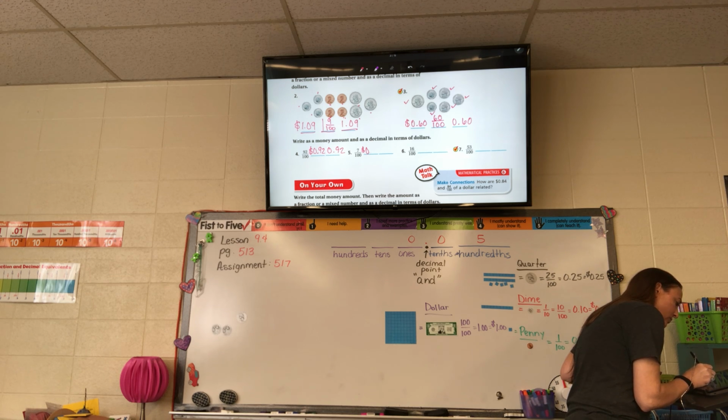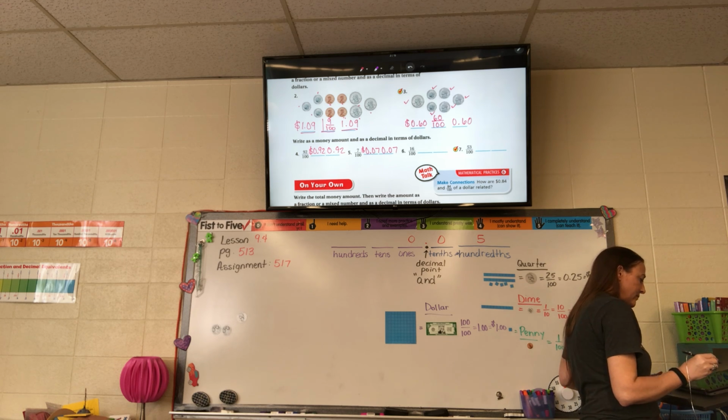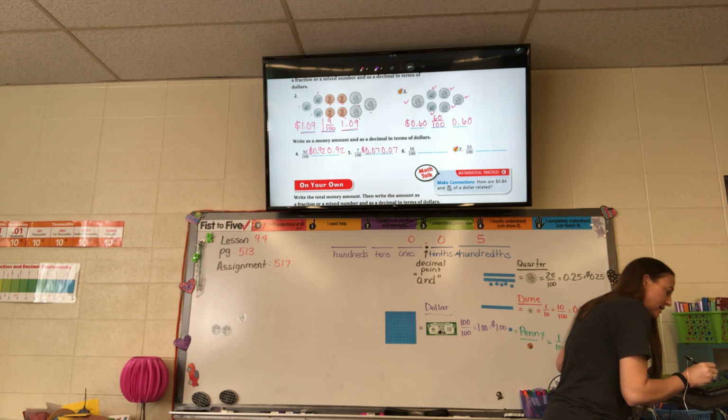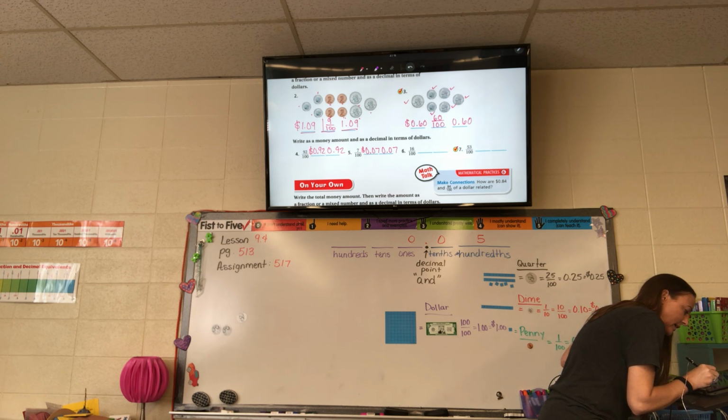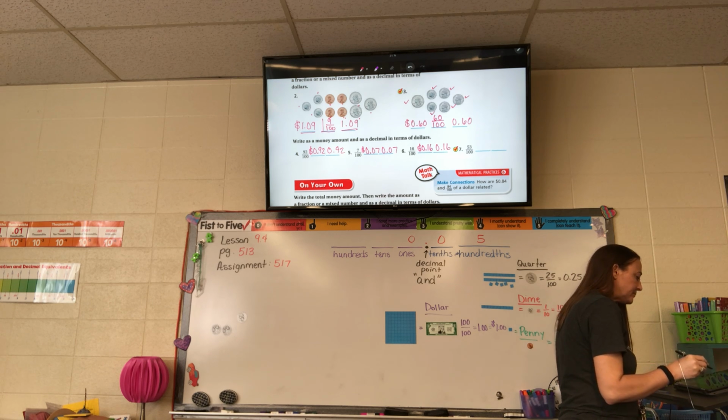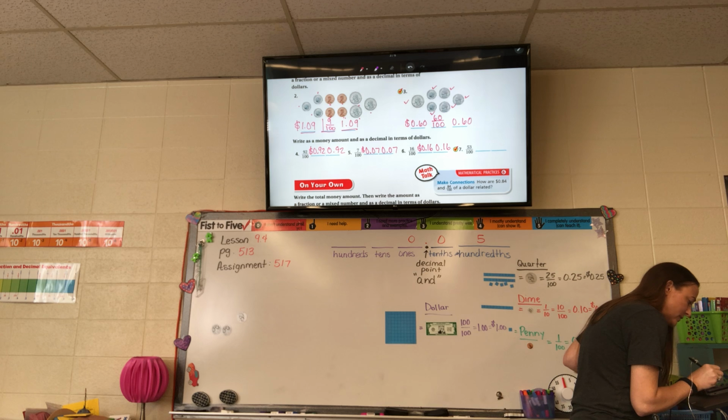If we had 7 hundredths, that would be the same as 7 cents. So 0 wholes, 0 tenths, and 7 cents, or 0 and 7 hundredths. And then 16 hundredths would be like 0 whole dollars and 16 cents, or 0 wholes and 16 hundredths. And then the last one, 53 hundredths, would be 0 whole dollars and 53 cents, or 0 and 53 hundredths.